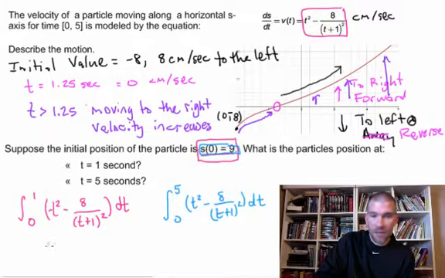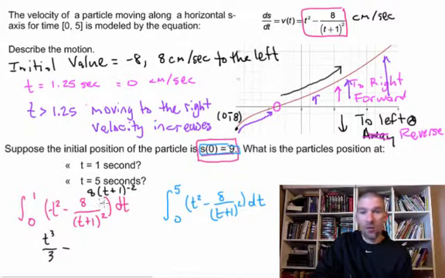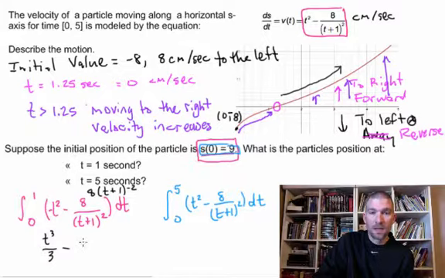So if I integrate this, I'm just going to add 1 to the 2, so I'm going to have 2 cubed over 3, minus, and then if I'm integrating this, if you just think for a minute, this is 8 times (t plus 1) to the negative 2. Because there's no number in front of that t, when we integrate, we can treat this as its own variable. So this is going to be 8 times (t plus 1) to the negative 1, divided by negative 1. And that's the same for both of these.